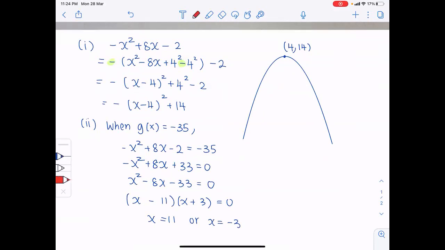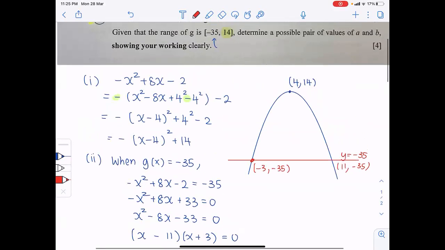which means later on, right, I'm going to draw a line here. This line is called y equals minus 35, right? This line is going to intersect the curve at 2 points. This point is my minus 3, and the other point is my 11. Sorry, let me label the full coordinates. So (minus 3, minus 35), and the other is (11, negative 35). All right, so basically this is the graph.